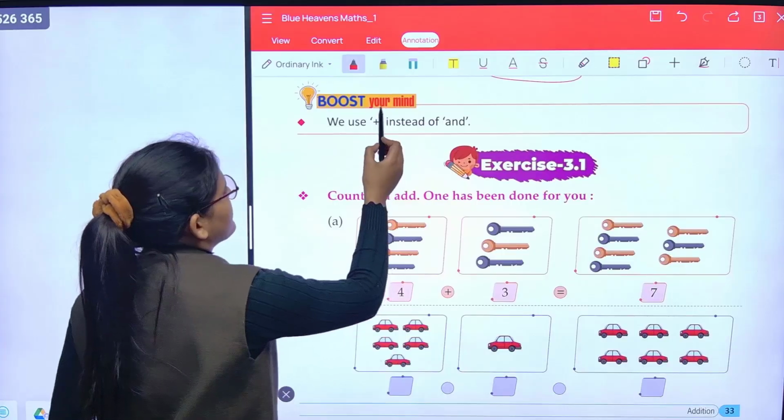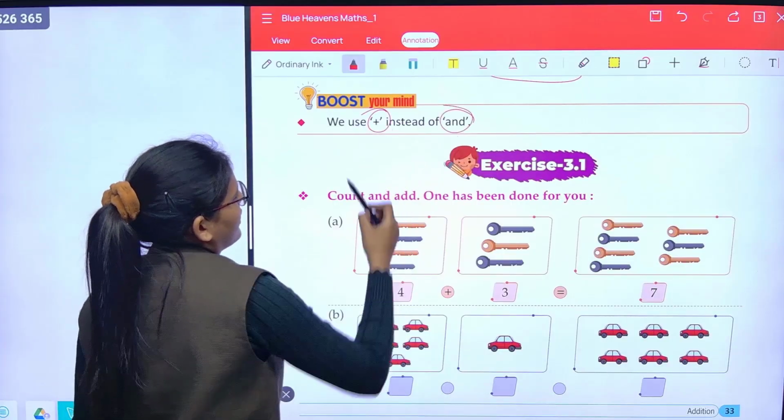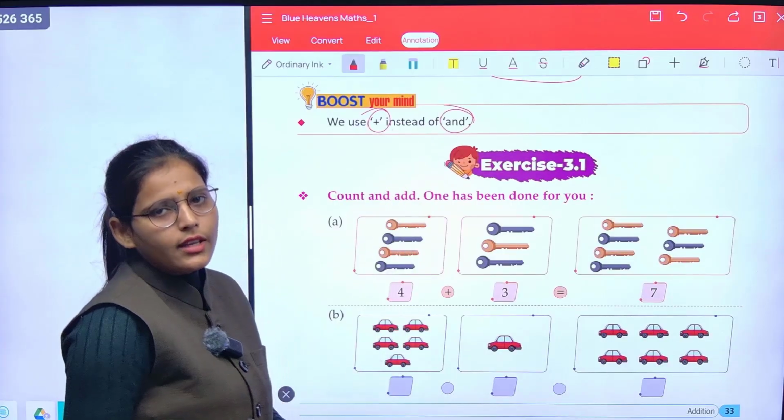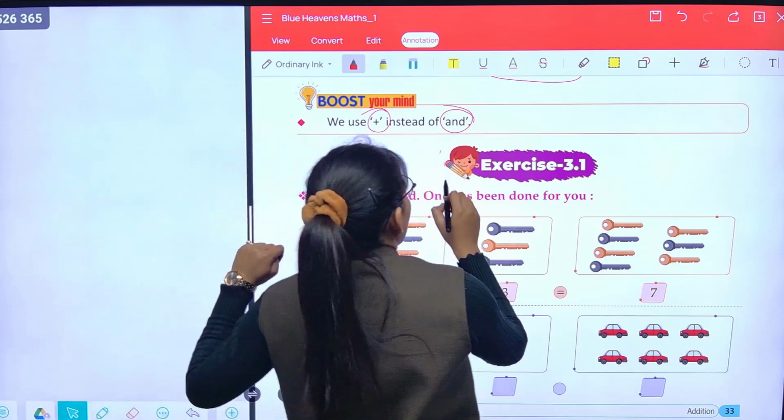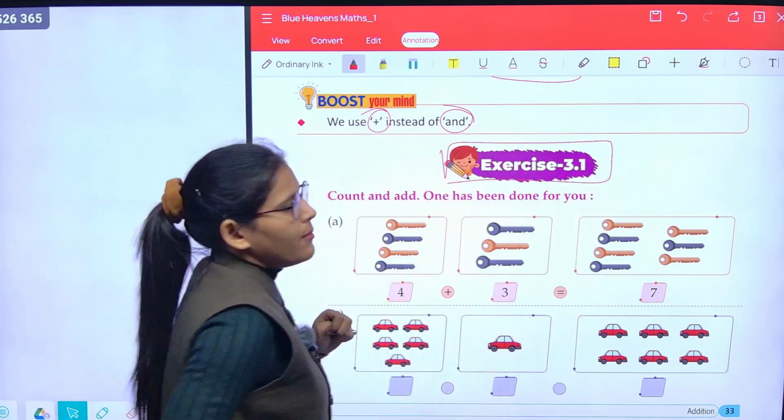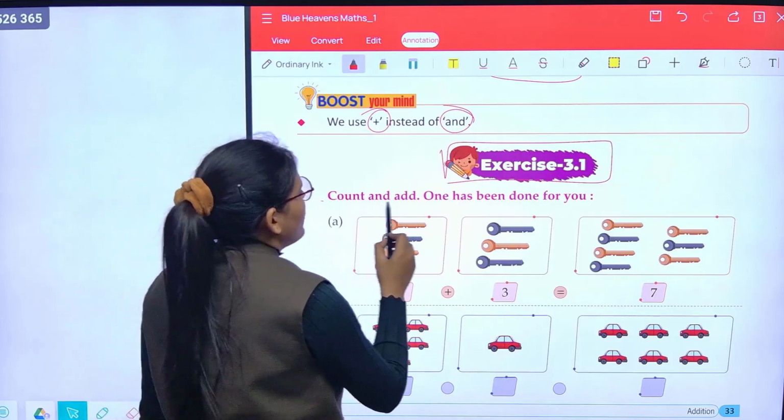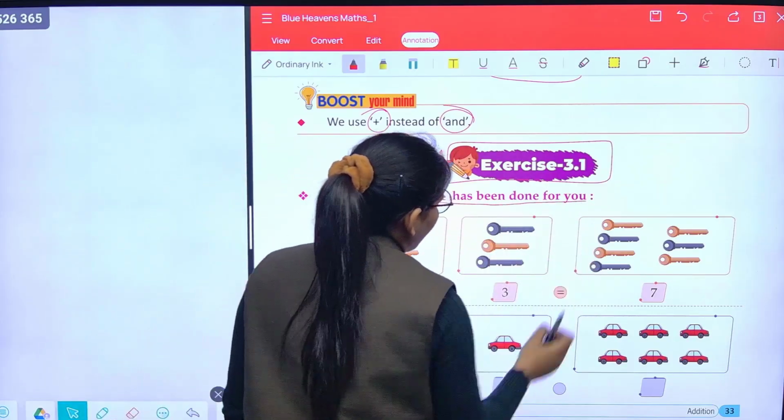Now, we use plus instead of and. हम क्या end की जगह क्या यूज करते हैं? हम plus यूज करते हैं क्लास. So, come on, exercise 3.1. Count and add. One has been done for you.